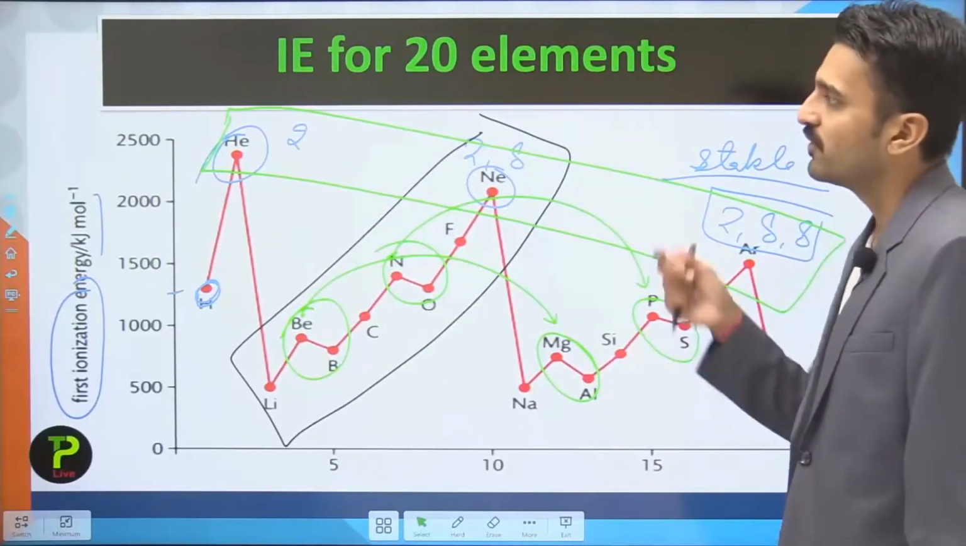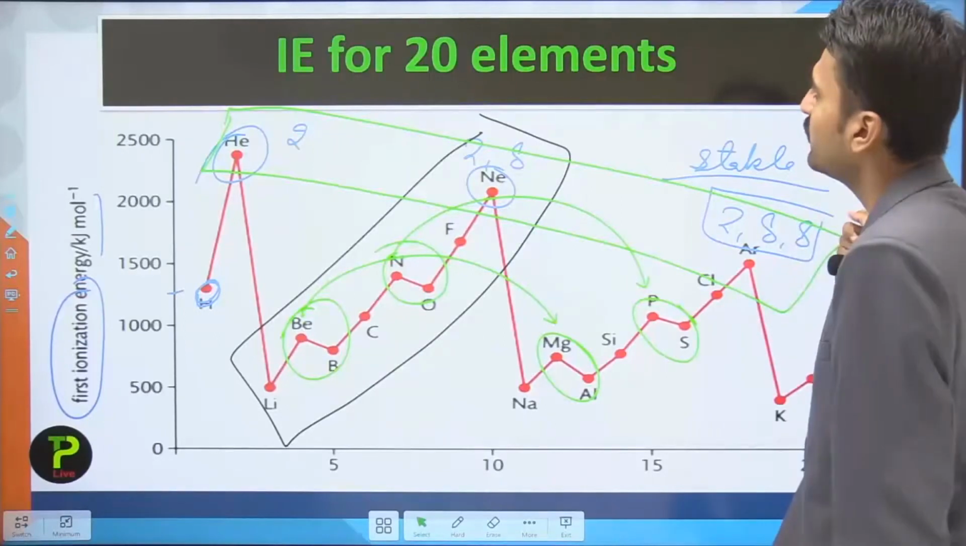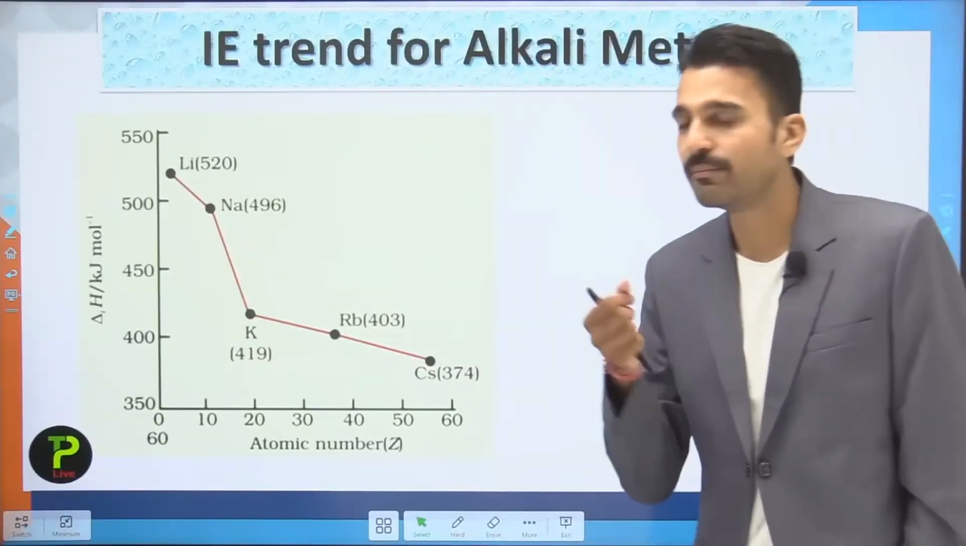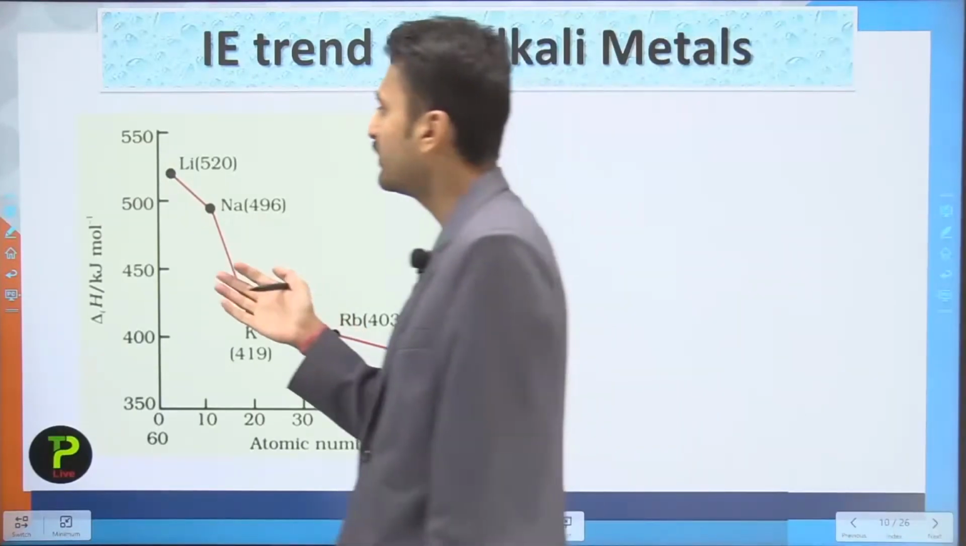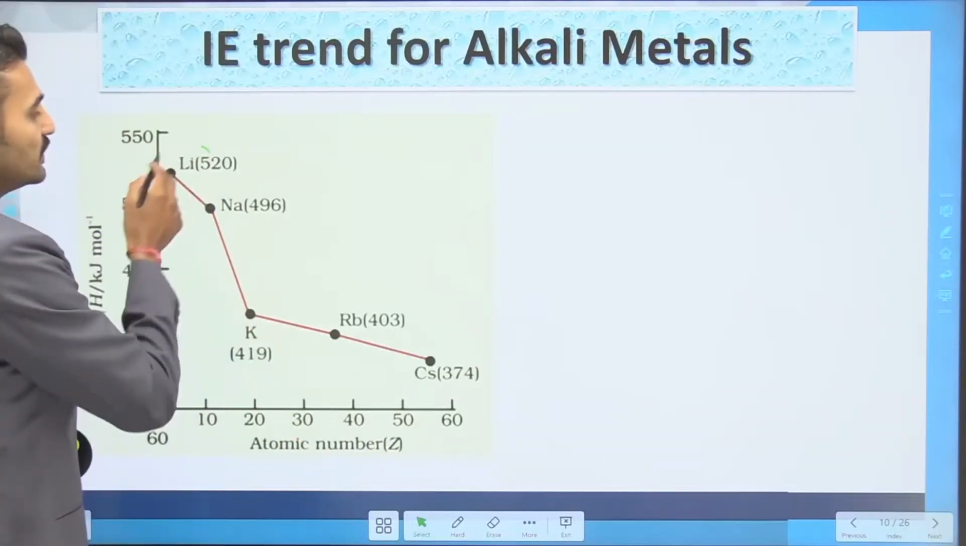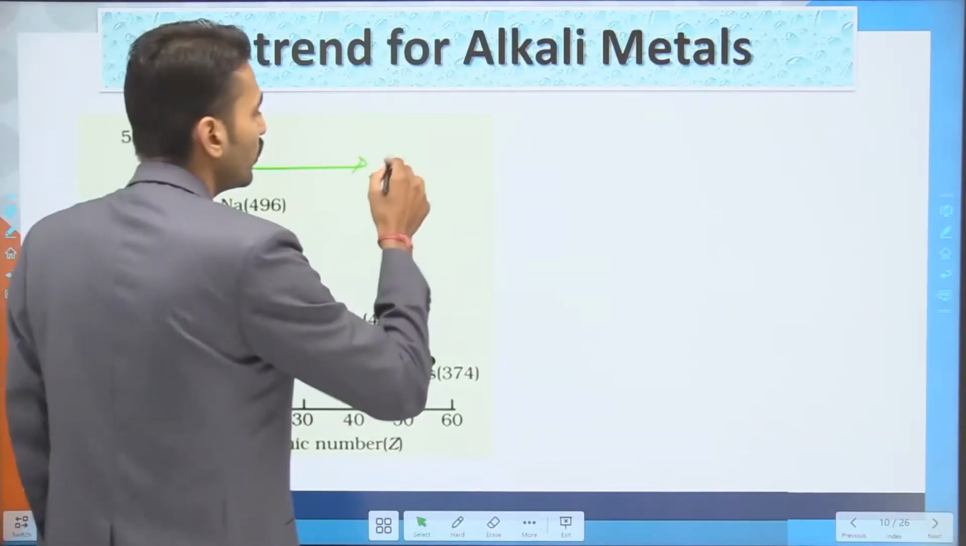So now, students, this is the ionization energy for 20 elements. Now we are going to see the ionization energy for alkali metals. For the alkali metals, that is lithium, sodium, potassium, rubidium, cesium, what is the trend for ionization energy? Lithium has the smallest size.